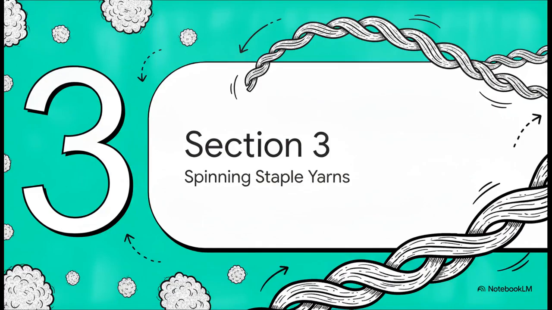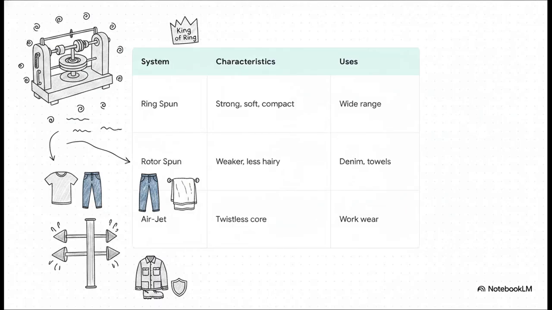All right, shifting gears to Section 3, spinning staple yarns. We know the types, but how do we actually lock these short fibers together to make the yarns we just talked about? Let's matrix this out. Engineers have developed some truly incredible machinery to twist these fibers into yarn. You're definitely going to want to remember the king of ring, because ring spun is by far the most common, giving a strong, soft, and compact yarn that's great for almost anything.